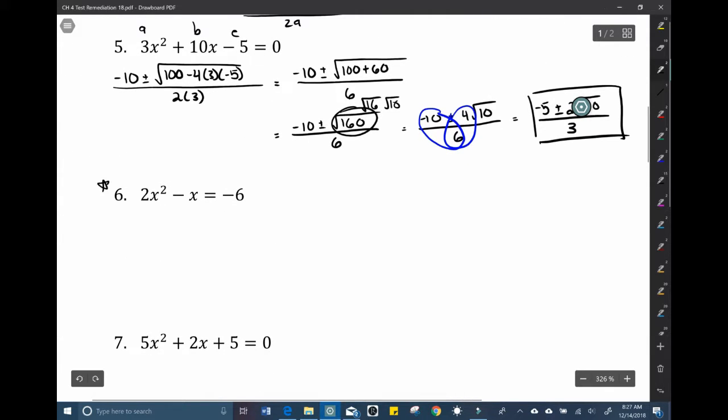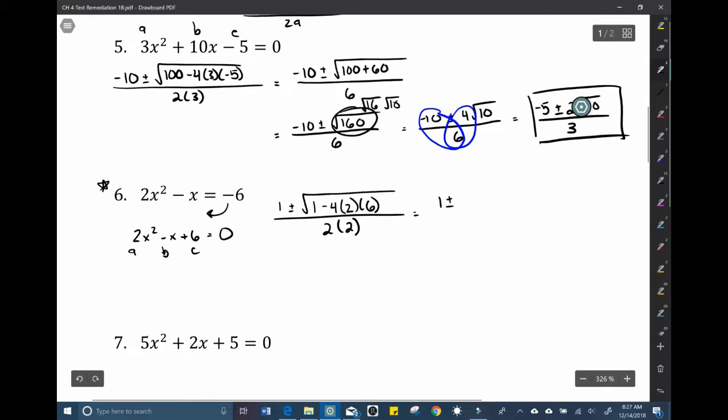To use the quadratic for this one, you have to get the 6 over first. So 2x squared minus x plus 6 equals 0. This one, again, a is going to be 2, b is negative 1, and c is 6. So we have the opposite of negative 1, so 1 plus or minus the square root of b squared, so negative 1 squared is 1, minus 4 times a times c all over 2 times 2.